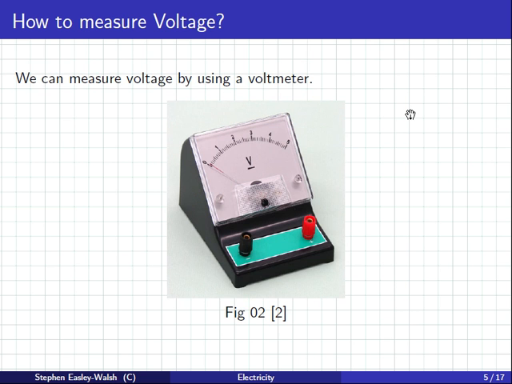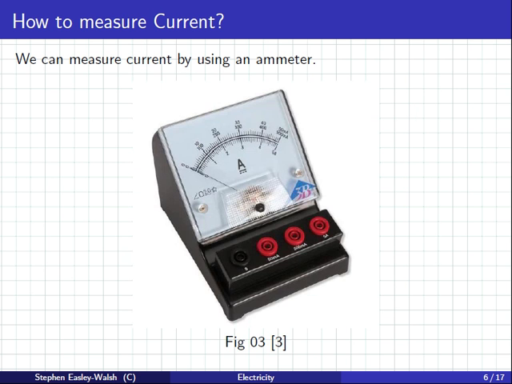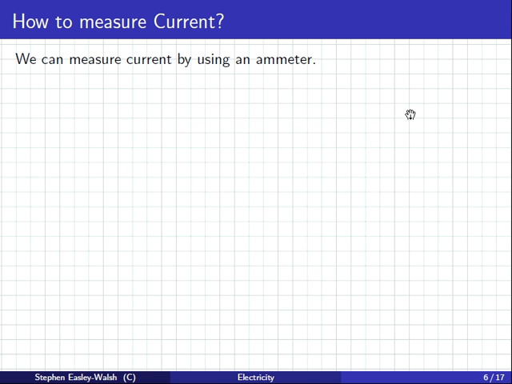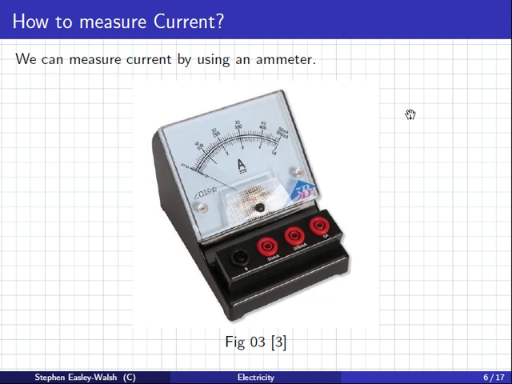How do you measure current? You measure current using an ammeter. Guess what the picture looks like? Ah, no, totally different. See, that measures voltage. Not measuring current.